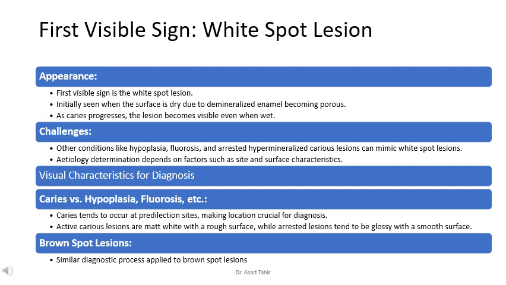Visual characteristics for diagnosis. Caries versus hypoplasia, fluorosis, etc. Caries tends to occur at predilection sites, emphasizing the importance of location in diagnosis. Active carious lesions typically appear as matte white, with a rough surface, while arrested lesions tend to be glossy with a smooth surface. Brown spot lesions. Similar diagnostic process. The diagnostic process applied to brown spot lesions is similar to that of white spot lesions.